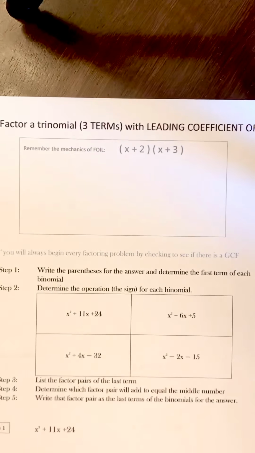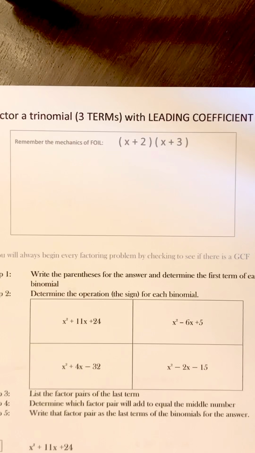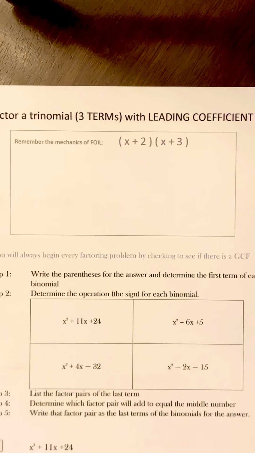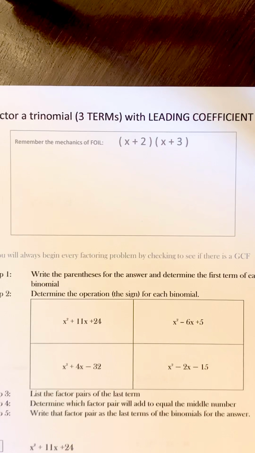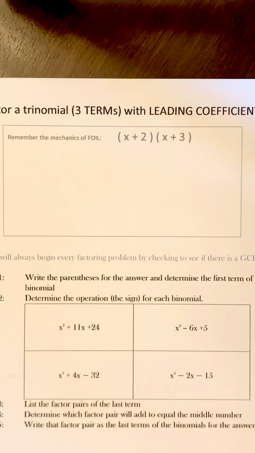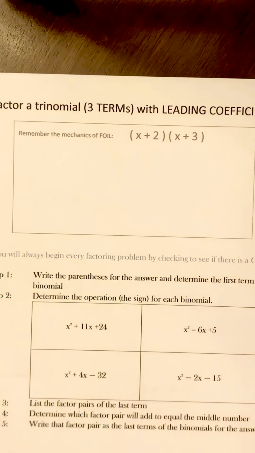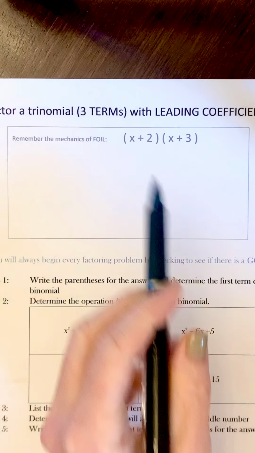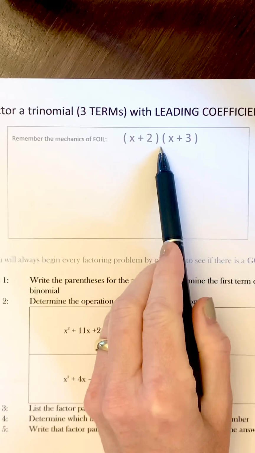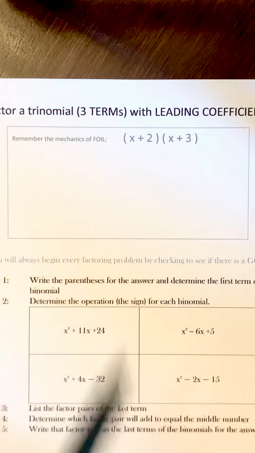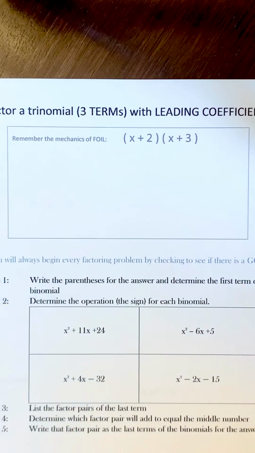Okay, so we're starting on page 7, factoring a trinomial which is 3 terms and it has a leading coefficient of 1. So before we can do that though, we need to review the mechanics of FOIL. Remember what FOIL is? FOIL is when you have 2 binomials that are being multiplied together. It's a way to remember how to multiply binomials.